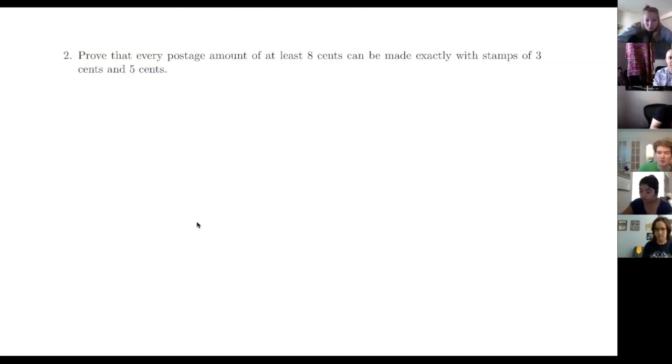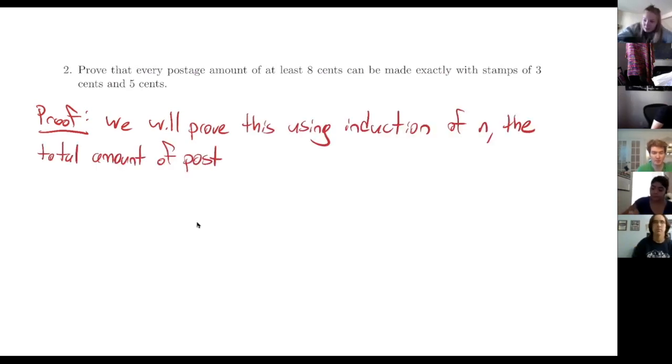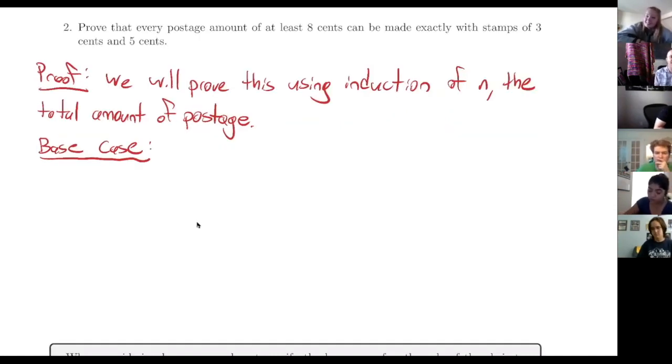So we're going to prove that every postage stamp of at least 8 cents can be made with stamps of 3 cents and 5 cents. We're going to prove this using induction, which is going to be on the total amount of postage. In this case, what is the base case that we would want to consider? We're going to start with 8 cents. We're not starting with 1 or 2 or 3, because we want to prove that every postage amount of at least 8 cents works. So n is bigger than or equal to 8.